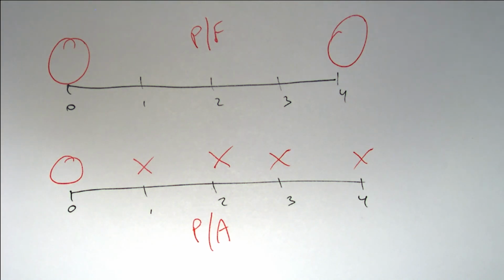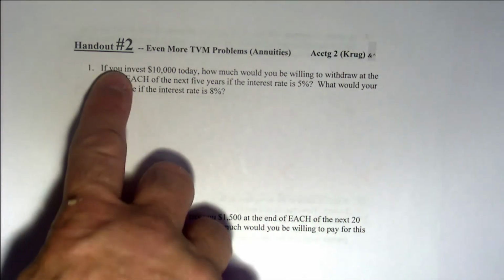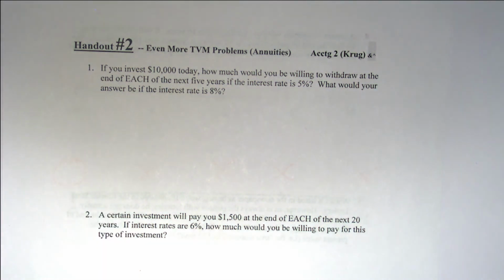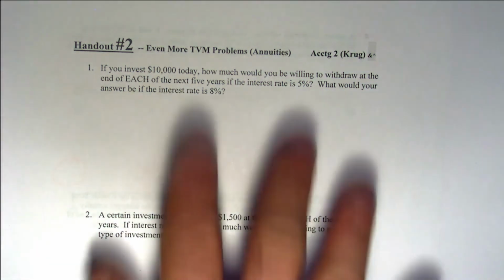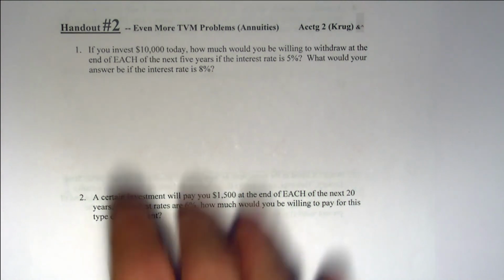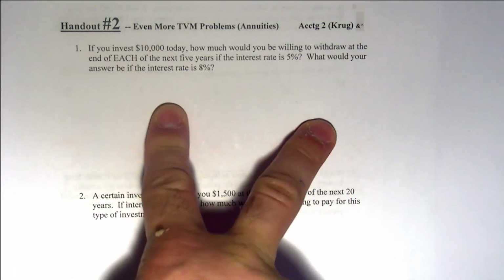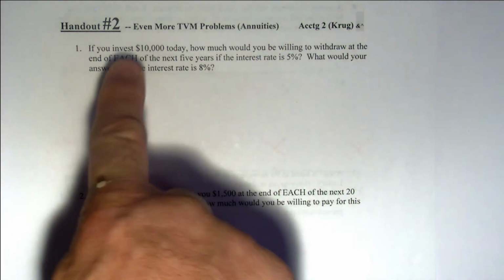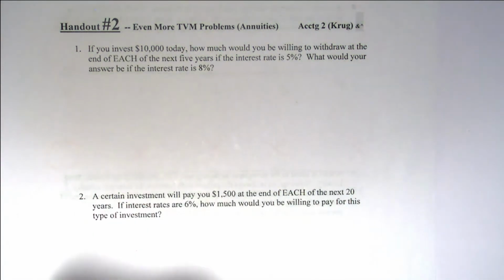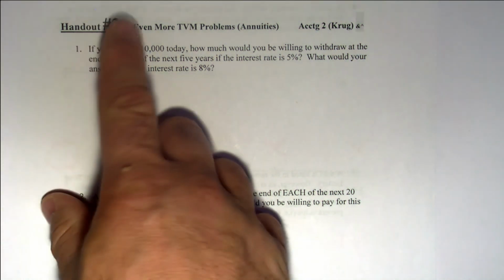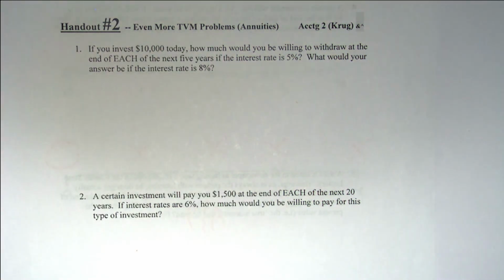Cool? Okay, what I want to do now is start working. We won't get through the whole thing, but let's at least get through the first couple so we can check our answers. This entire handout, front and back, with a total of 6 questions, will be your homework. Note that this first one actually has 2 different answers, so you need to do 2 different problems, one for each of those interest rates. So while they're playing that music, let's go ahead and work on handout number 2 for even more time value of money problems.